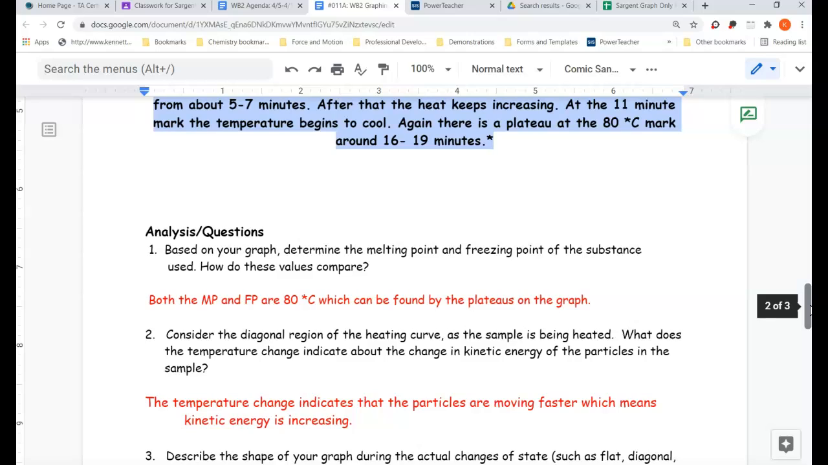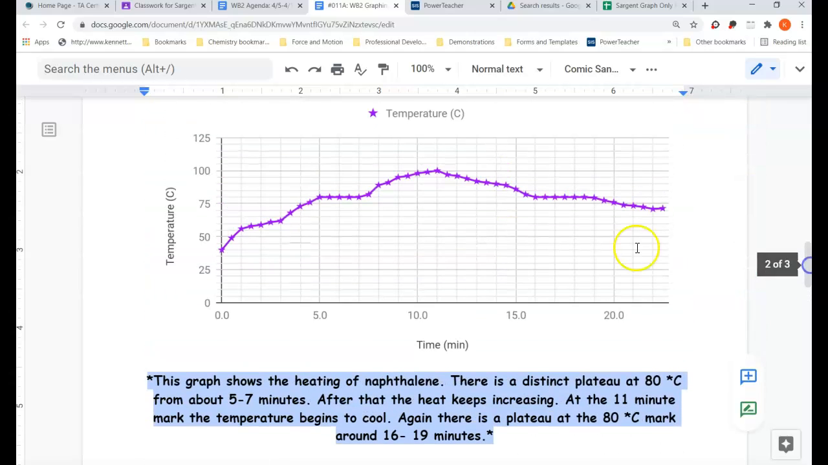Okay, so that temperature change indicates an increase in kinetic energy, so the particles begin to move faster during that diagonal region. During this region right here, from the 0 to the 5-minute mark, this is that diagonal region. You can picture a trend line just following straight along what is happening there, right? And then you have that plateau.